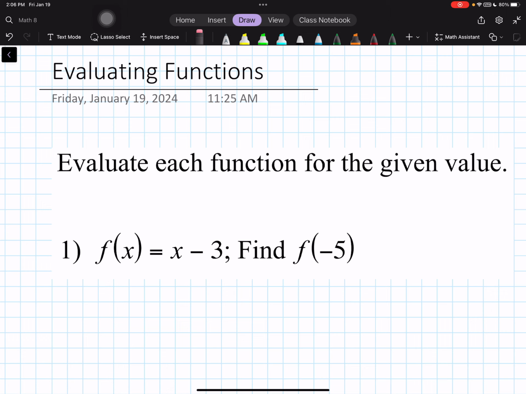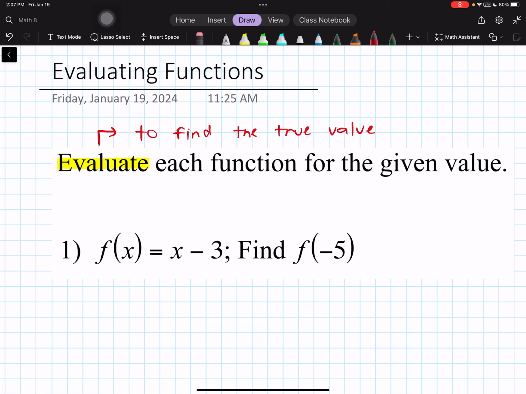Now before we get started on this function, we first want to know what's being asked of us. What does it mean to evaluate something? To put it simply, when you're asked to evaluate something, you are being asked to find the true value. Okay, so keep that in mind as we go into this problem.